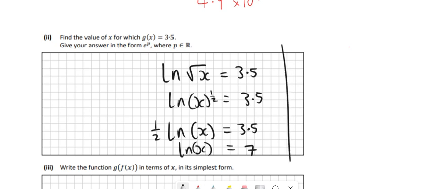Now the way to get rid of ln x is to raise everything to the power of e, so e to the power of ln x is equal to e to the power of 7, and that actually cancels out the e and the ln, so we're just left with x, and that should be equal to e to the power of 7.